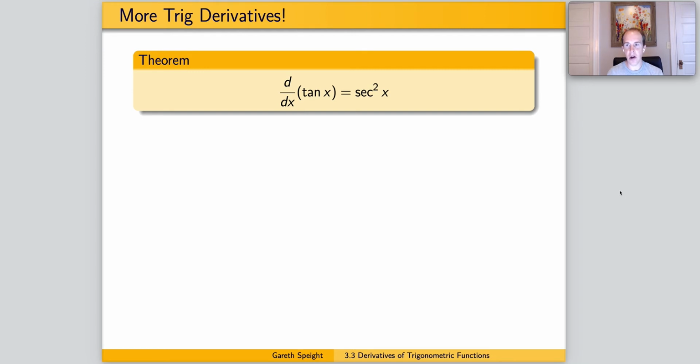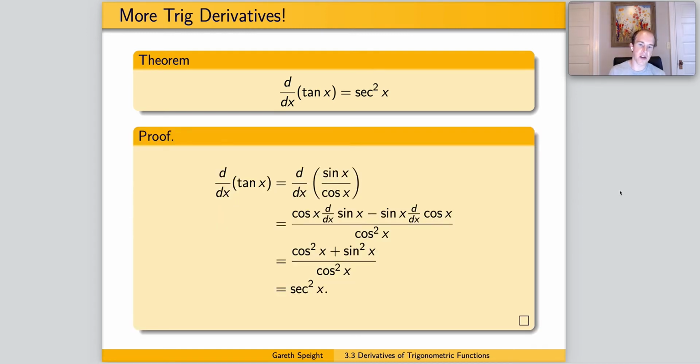Okay, and since we know how to write the other trig functions in terms of sine and cosine, we can use the derivatives of sine and cosine to differentiate the other functions. Here, for instance, I'm claiming the derivative of tangent is secant squared. Why? Well, we can write tangent as sine x divided by cosine x. And now this is a quotient of two functions that we know how to differentiate, so we can apply the quotient rule. The quotient rule says the derivative of a quotient is the bottom times the derivative of the top, minus the top times the derivative of the bottom, all divided by the bottom squared.